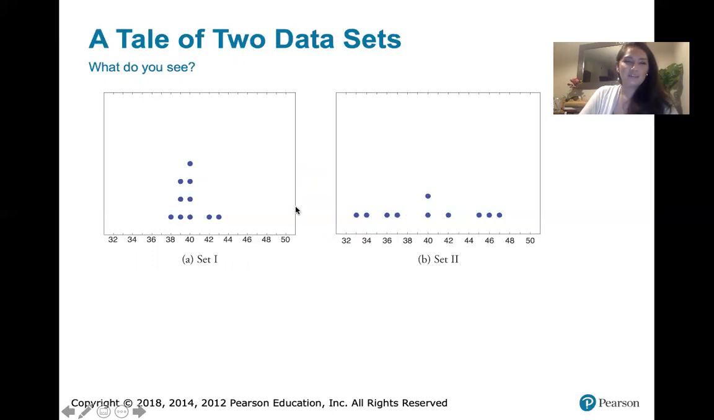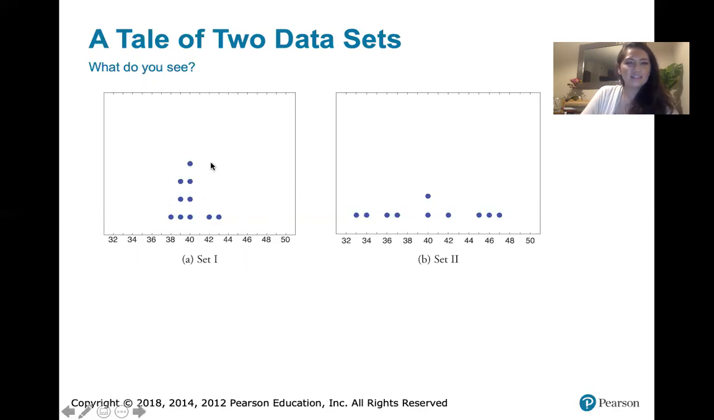It's a little less obvious, but if I were to take each of these dots and write them down as the corresponding data value, and then add them together and divide by the total number of values, it turns out that the mean of set 1 is exactly the same as the mean of set 2. Even more surprising is that the median of set 1 is equal to the median of set 2. So both of these data sets have the same mean, median, and mode. They have the same center, but they're still different, right?